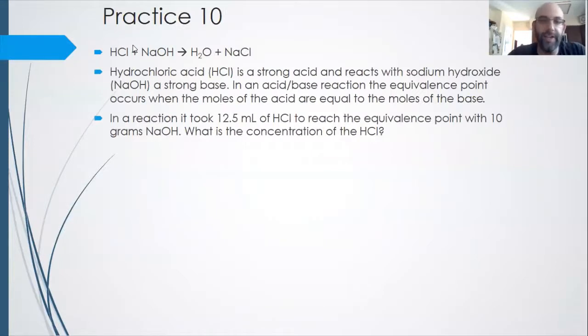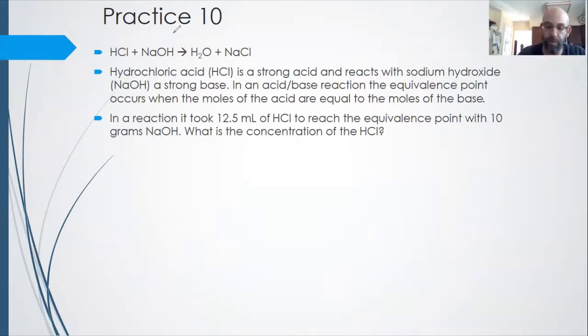All right, and here's the last question, acids and bases. So we'll get to whole units on this. Don't you worry, guys. But for this one, we don't need to worry about any knowledge of acids and bases. So hydrochloric acid is a strong acid, and it reacts with sodium hydroxide, which is a strong base. In an acid-base reaction, the equivalence point occurs when the moles of the acid are equal to the moles of the base. So it took 12.5 milliliters of hydrochloric acid to reach the equivalence point with 10 grams of sodium hydroxide. What is the concentration of HCl?